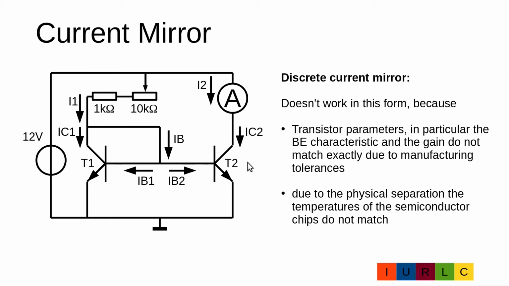On the other side we have T2, and in the beginning the current IC2 is equal to IC1. But due to the low internal resistance of the ampere meter, the voltage drop on T2 is nearly 12 volt. So we have here equal currents, but here a low voltage drop and here a high voltage drop. Current times voltage is power, so we have here low power and here high power, so this transistor will warm up faster than this transistor.